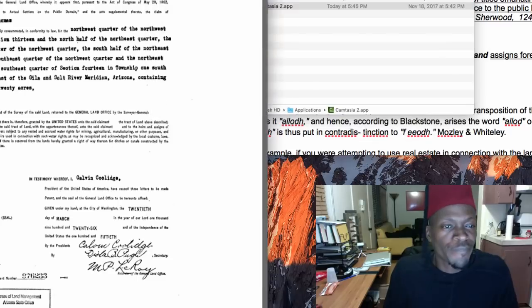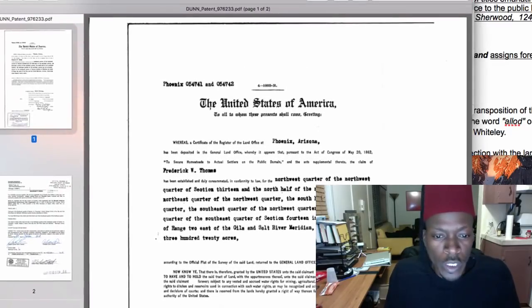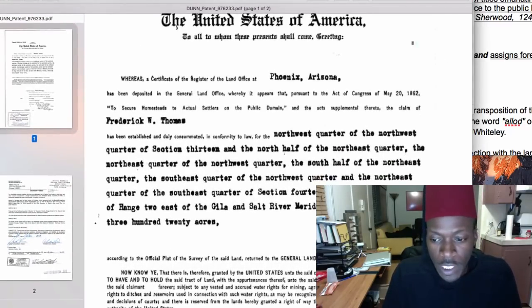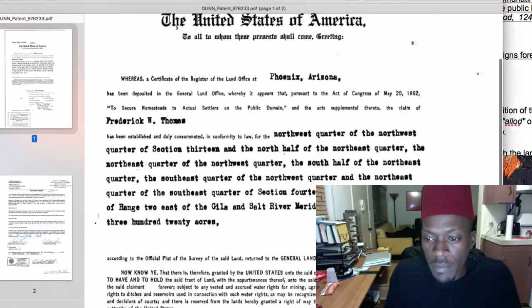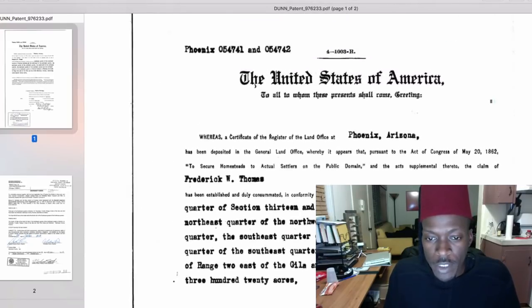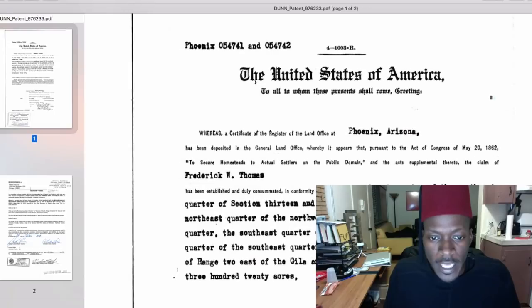So now I want to show you real quick what a land patent looks like. Remember, you can look this up yourself. I'm going to try to breeze through this expeditiously.